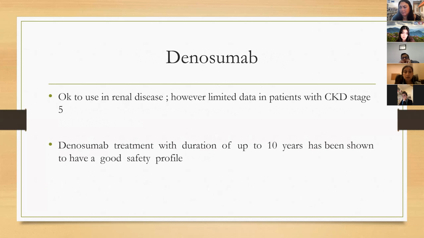Denosumab is okay to use in renal disease, but there is limited data in patients with CKD stage 5. And in all of the studies that we have, we know that denosumab treatment up to 10 years has a good safety profile. At this point, we don't have a lot of data beyond that 10 years.